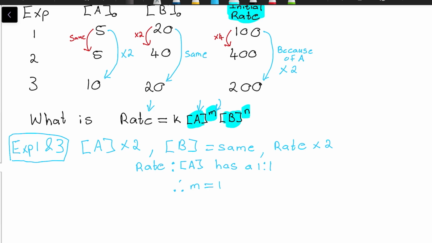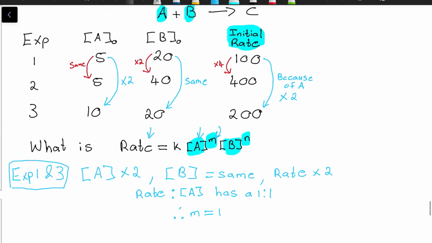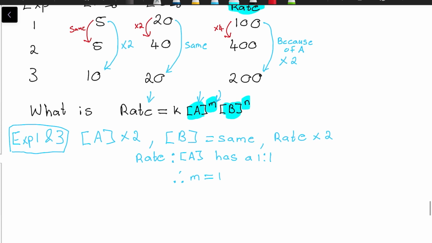Okay, that's basically what I was getting to, because there's a 1-to-1 relationship in how the initial rate varies as A varies. You can literally see that in the data. Because A is doubled, the initial rate doubles. Okay, that doesn't exactly make sense. Maybe if we look at B, it will make a bit more sense.